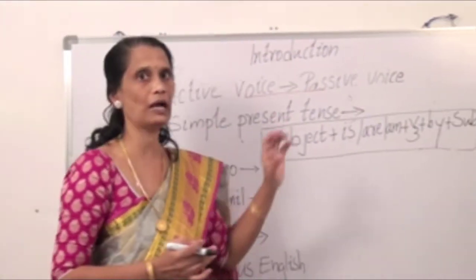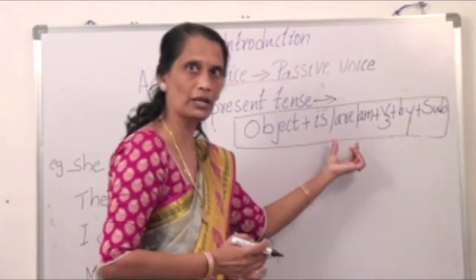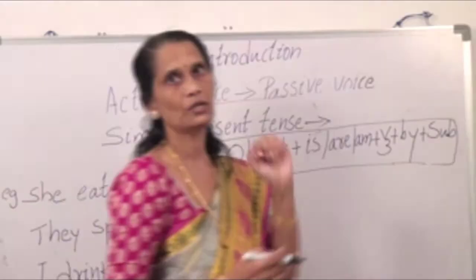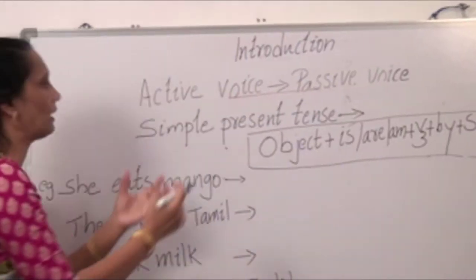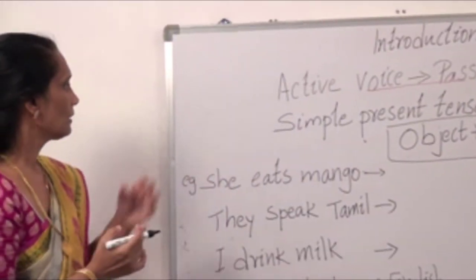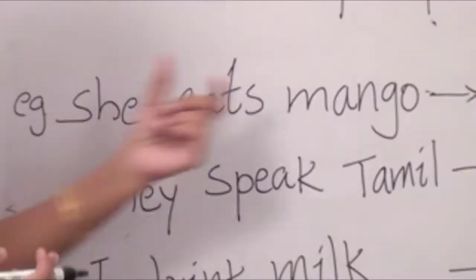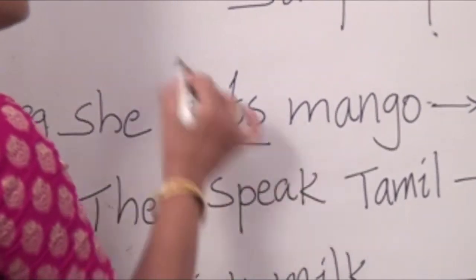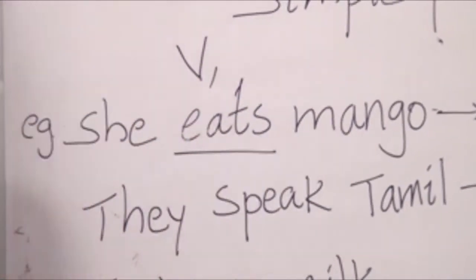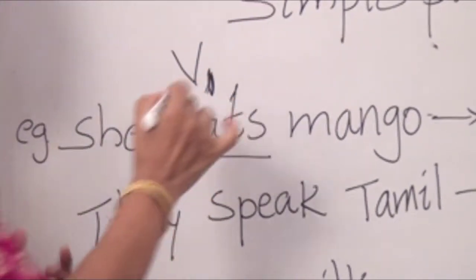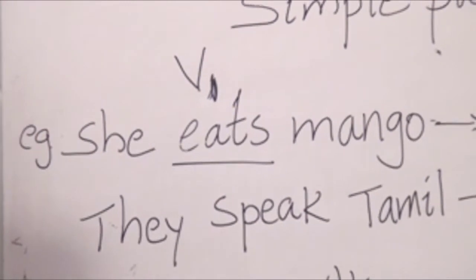So what is the formula? Object plus is, are, or am plus V3 plus by plus subject. Let us analyze how to apply this. Here is one example: she eats mango. Eats is the V1 form, isn't it? We already learned that when there is a V1 form, that sentence is in simple present tense.